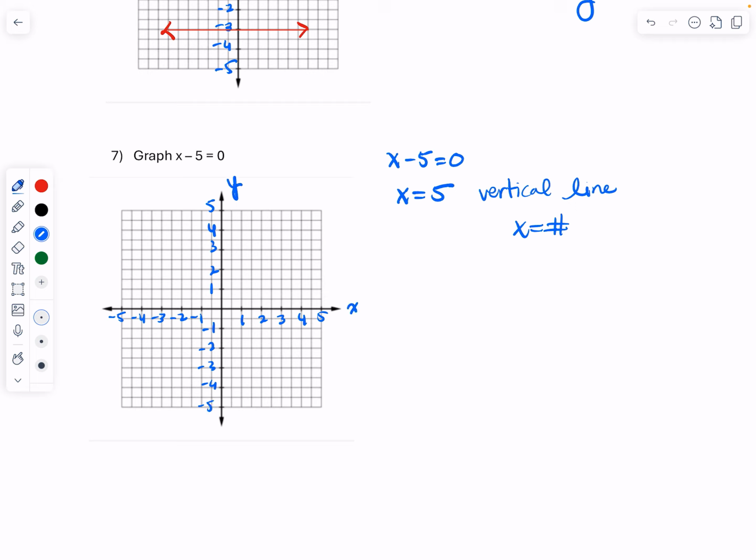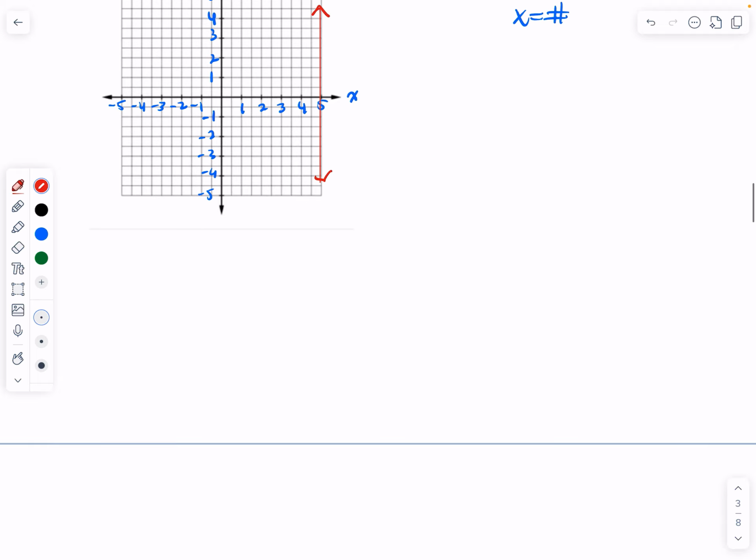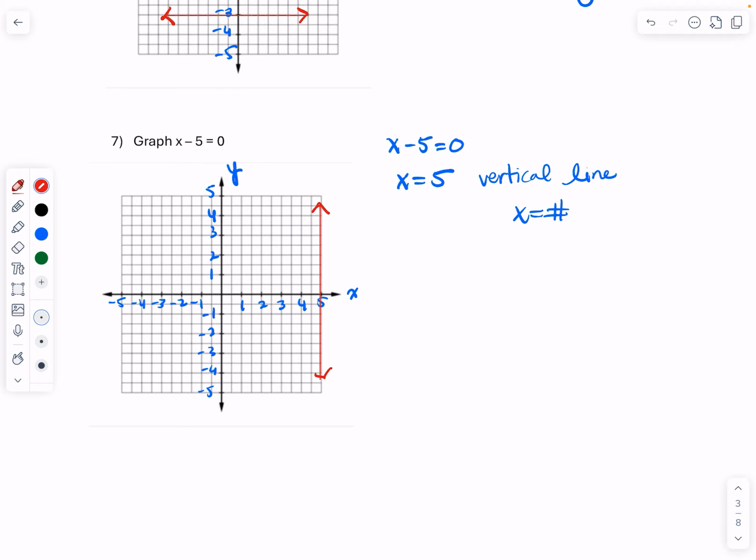Okay, so x equals 5. So I find where x equals 5, and I draw on that line, which is a vertical line when x equals 5. Okay, thanks for watching these questions.